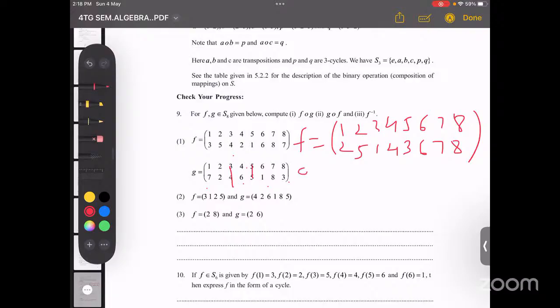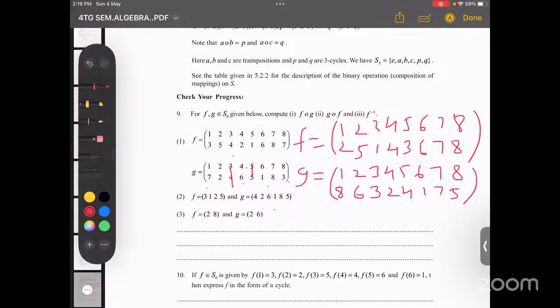When you take G, G is equal to 1, 2, 3, 4, 5, 6, 7, 8. Okay. So G, 1 is mapping to 8. 2 is mapping to 6. 3 is not there, means it is the identity. 4 is mapping to 2. 5 is mapping to 4. 6 is mapping to 1. 7 is not there, so 7 is identical. 8 is mapping to 5.